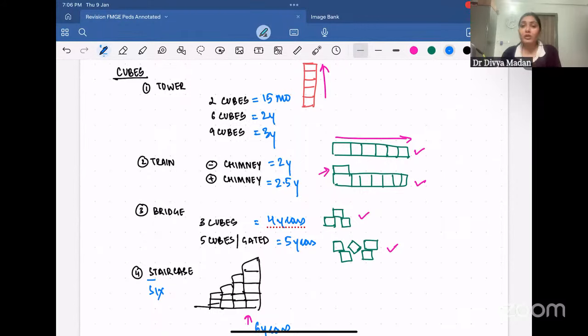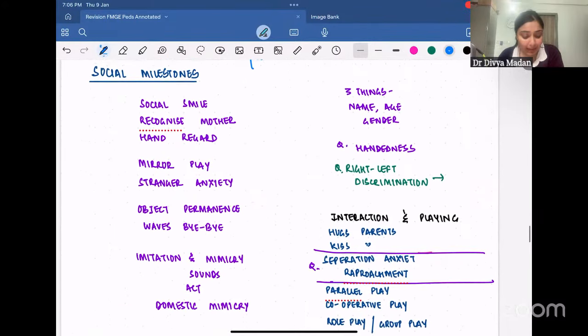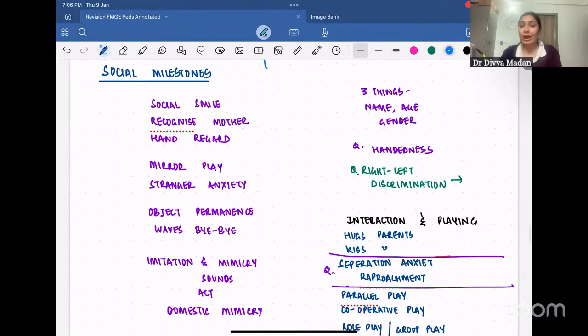Right? This is the normal sequence. This normal sequence is really important for you. Moving down to the next domain, that is the social milestones. What do I mean by social milestones? It is how the baby interacts with the surroundings, the surrounding people. How the baby interacts with the mother, father, stranger, friends, right?